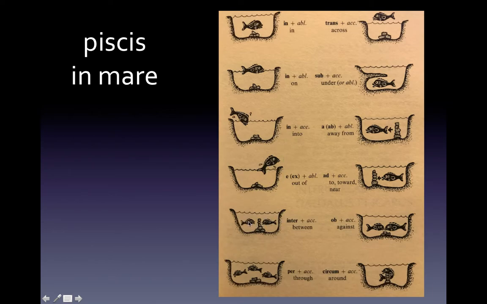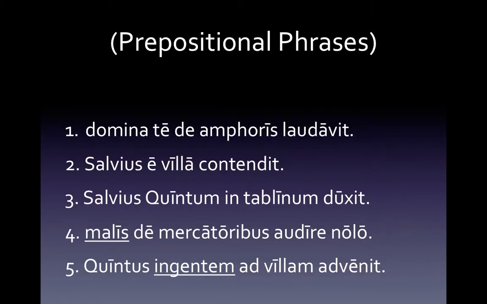Here there are two fish. There are some rocks between the fish, and so on and so forth. So take a look at those. They can really help to give you some visuals and illustrate the prepositions.